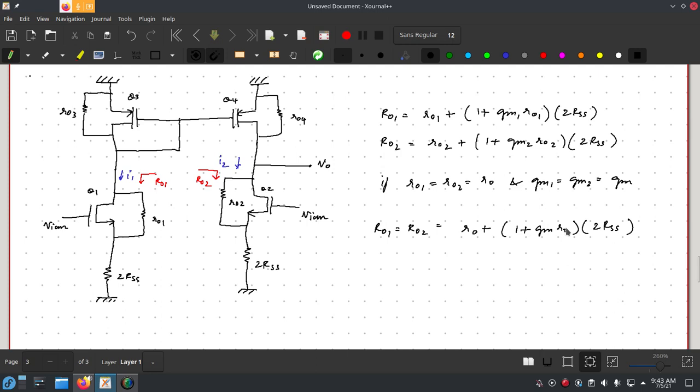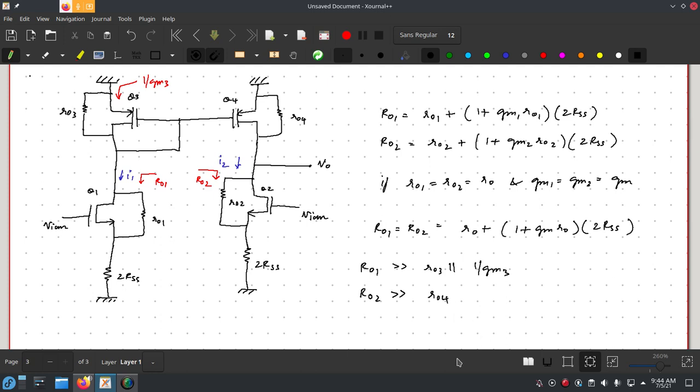It will be the same, r0 plus 1 plus gm times r0 into 2 RSS. Remember here R01 will be actually greater than r03 times 1 by gm3. Now where is this 1 by gm3? It is this 1 by gm3. And this R02 is a value which is much greater than r04.